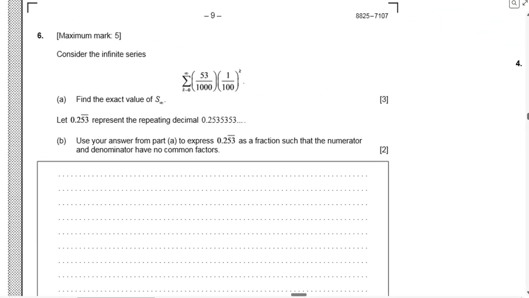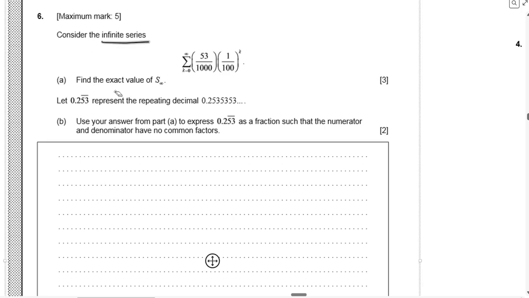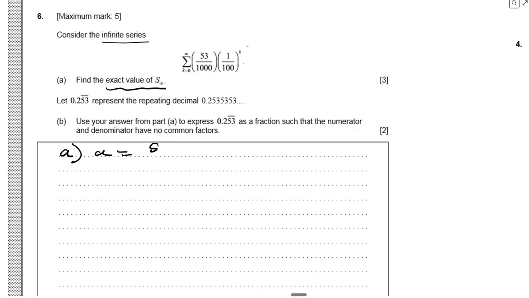And then question 6. Consider the infinite series. Find the exact value of the sum to infinity. This is a geometric sequence, right? And so our A is equal to, when k is equal to 0, 53 over 1000. That's our U1 or A. And then our R is 1 over 100, right?